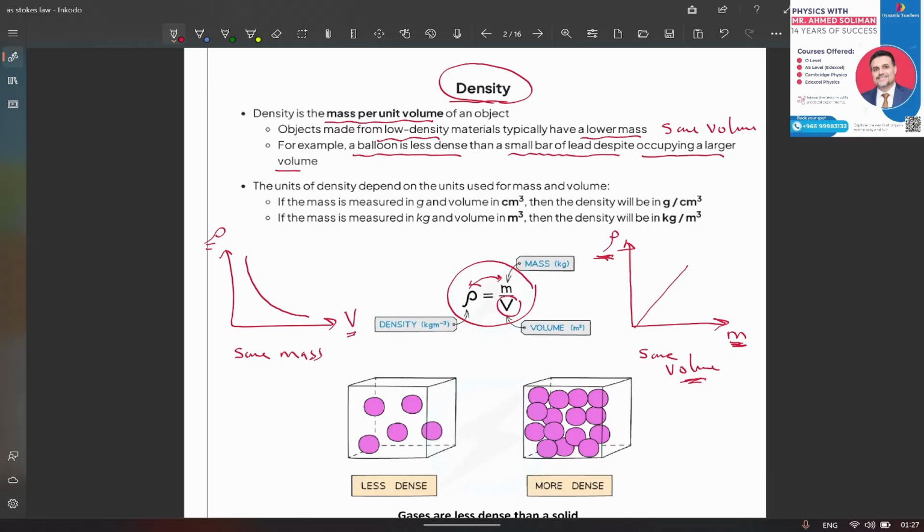Okay, now the unit of density. What is the unit of density? It depends on the unit of mass and the unit of volume. The SI unit of mass is kilogram, and the SI unit for volume is meter cube. So the unit of density will be kilogram per meter cube. It can be written as kilogram meter negative 3.